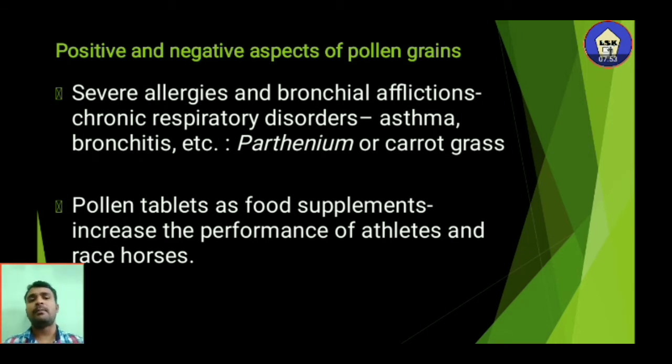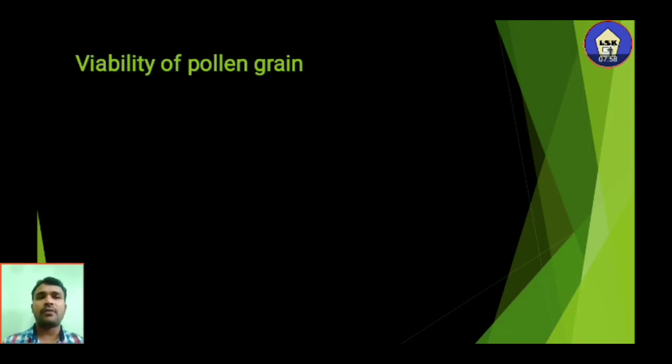So this is regarding the positive as well as negative aspects of pollen grains. Now, the viability of pollen grain. Viability means the living stage, till what time they can retain their life, or the duration for which they can retain their capacity of fertilization. That is called viability.